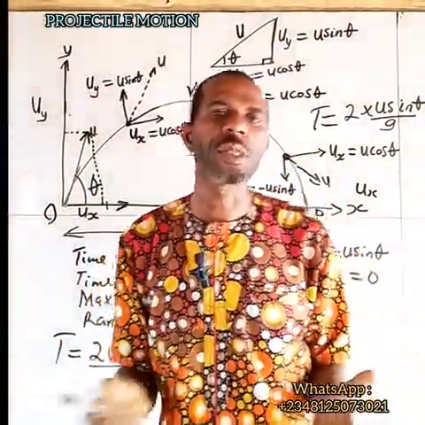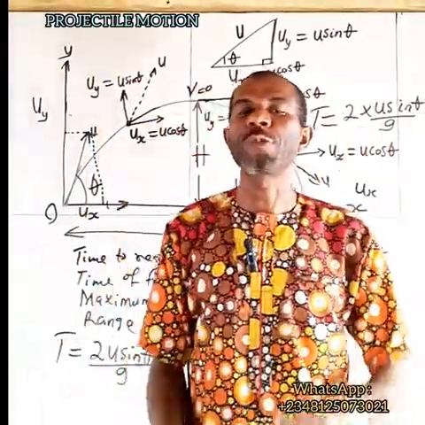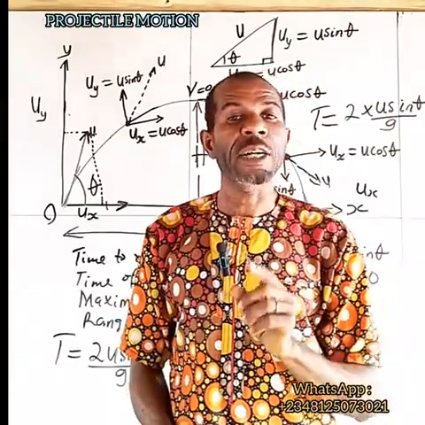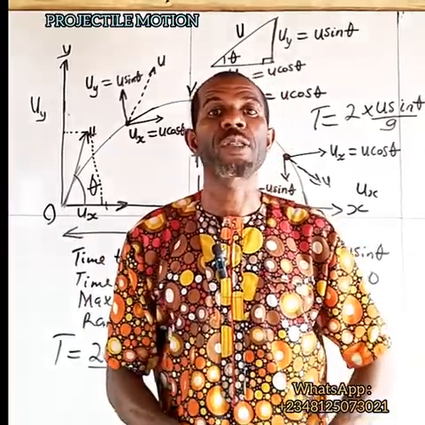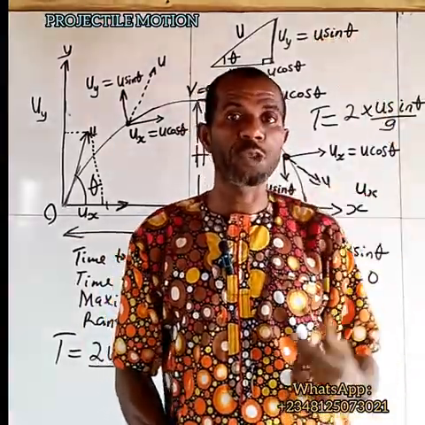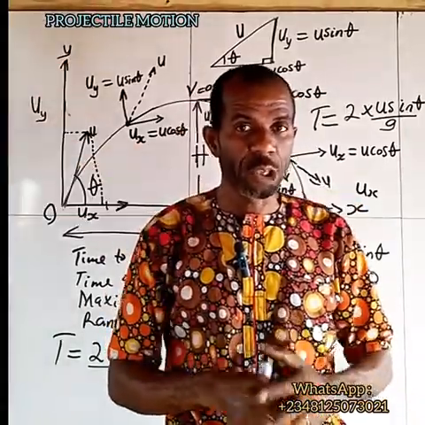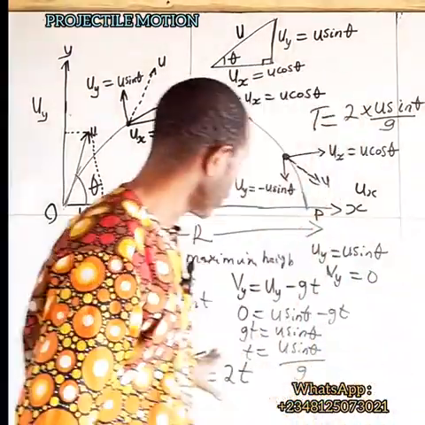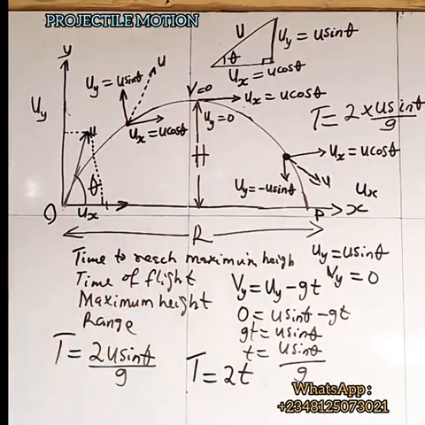Now let us look at the maximum height. Remember, this particular projection is where we are projecting at an angle with the horizontal. In my previous videos, I treated when an object is projected vertically upward, and also when the object is projected horizontally from a height above the ground. So it's not the same way we calculate the time of flight and the time it takes to reach the maximum height. Now let us look at the formula for the maximum height.